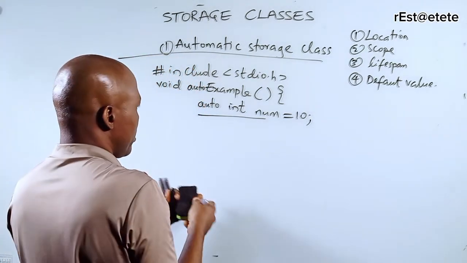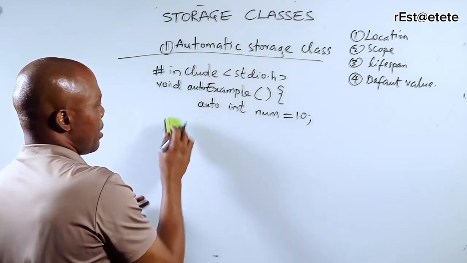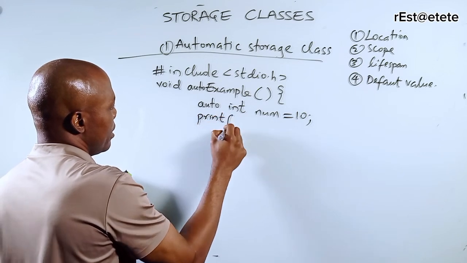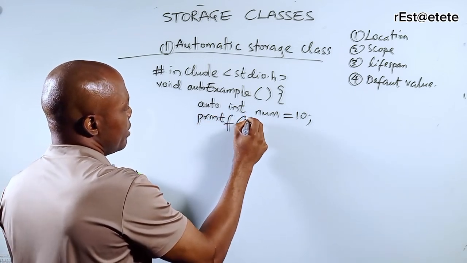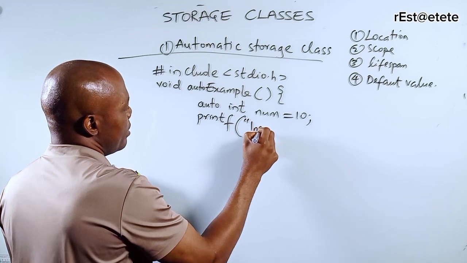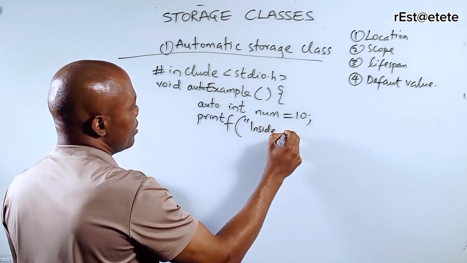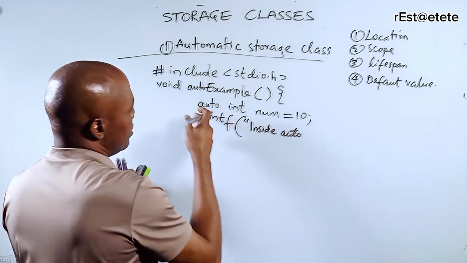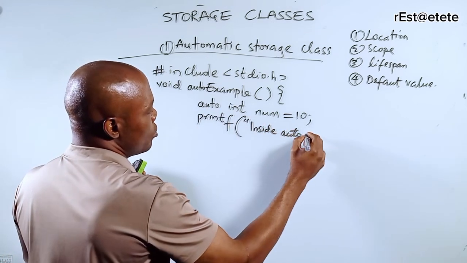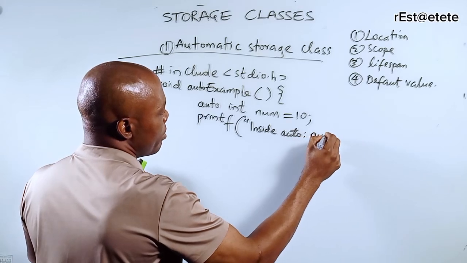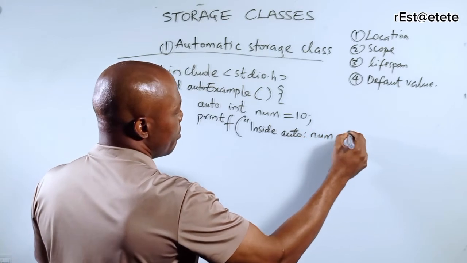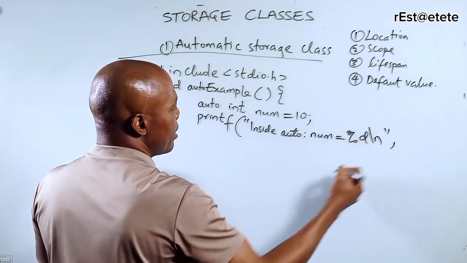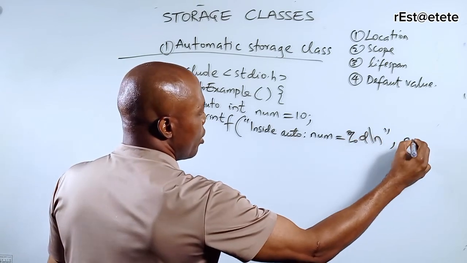So now I'm going to say printf, inside auto. This is just a string literal. Inside auto, num equals percentage d slash n, then num.